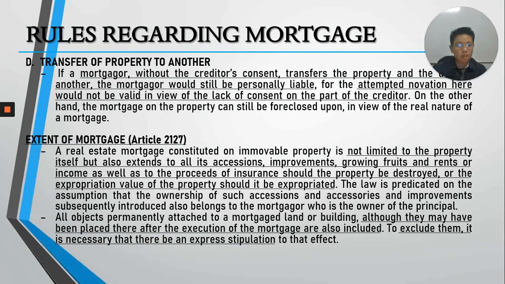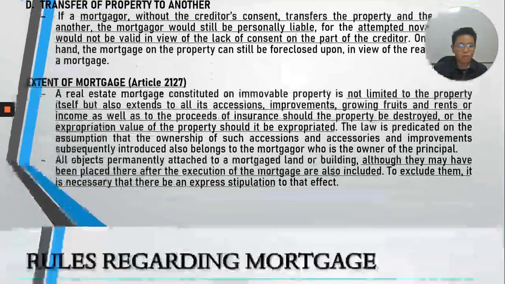So ito pa pala. All objects permanently attached to a mortgage land or building, although they may have been placed there after execution of the mortgage, are also included. So ito yung mga subsequently acquired, pero they are placed in the property in a permanent manner. So they are also included in the mortgage. To exclude them, express stipulation. What else?